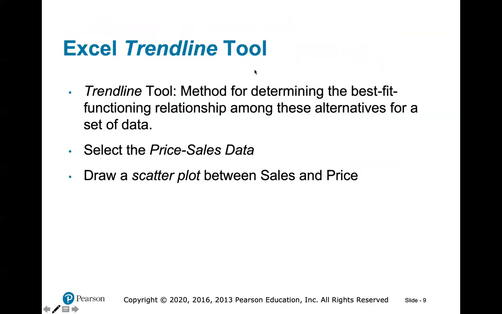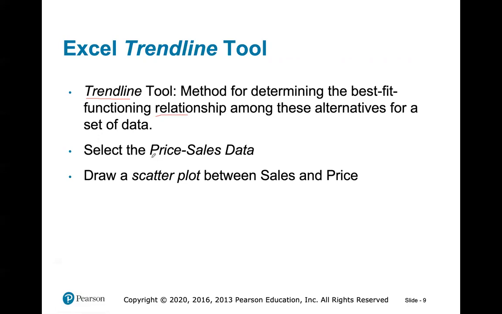To find that linear relationship in Excel is relatively simple. We need to use what we call the Trendline tool. The Trendline tool helps you determine a functional relationship between two sets of data. I'm going to show you how to use the Trendline tool.